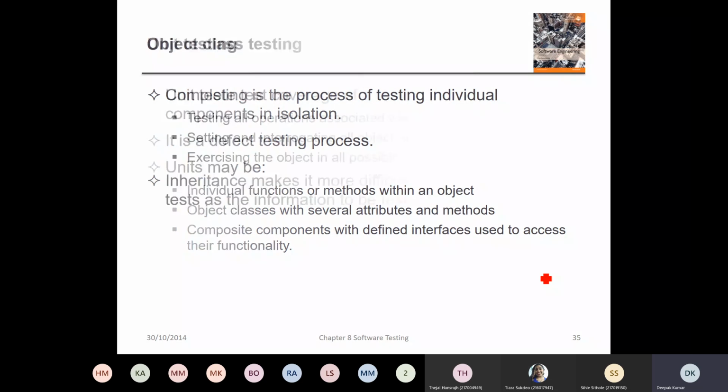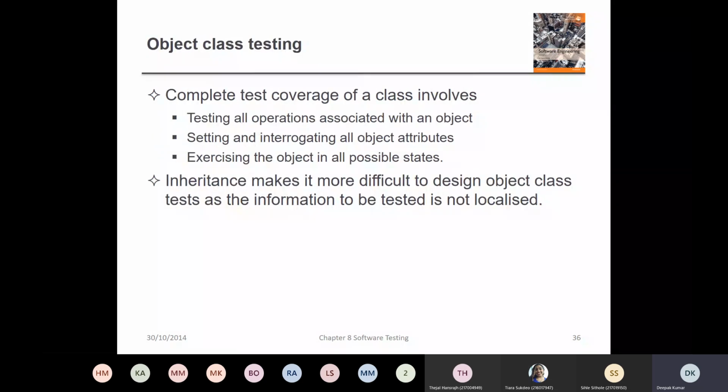So as we discussed already, in object class testing, we test the operations associated with the object, which means the behavior of that object. We are interrogating the attributes of the object.